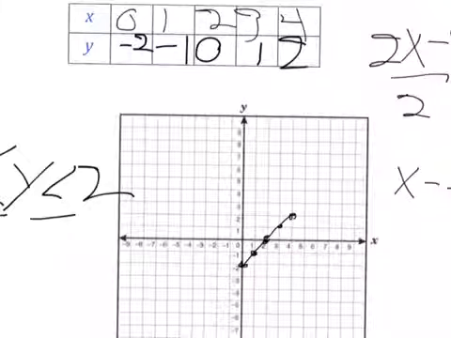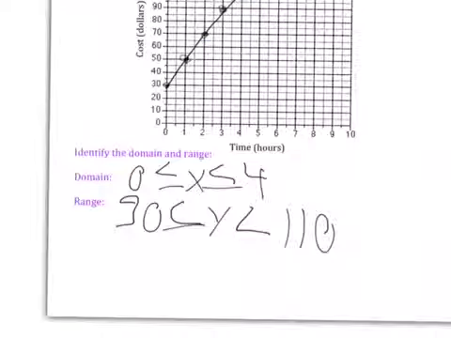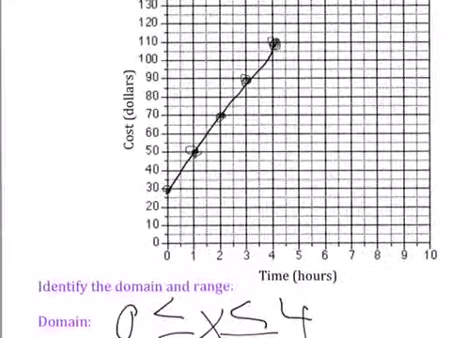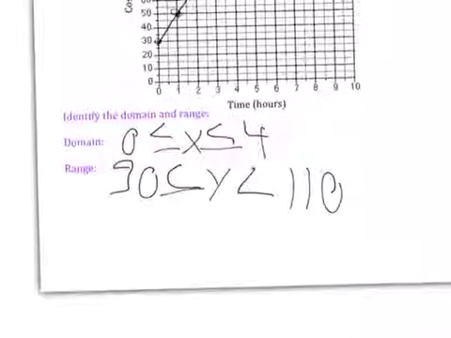So our equation would be y equals 20x plus 30, and we're going to make a table. So when x is 0, y is 30. When x is 1, y is 50. When x is 2, y is 70. When x is 3, y is 90. When x is 4, y is 110. So we graphed here, and then when we look at the graph, our domain is 0 is less than or equal to x, and x is less than or equal to 4.